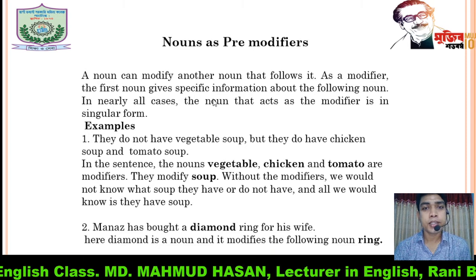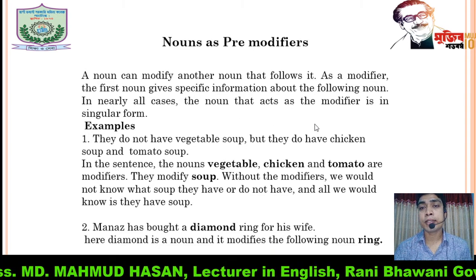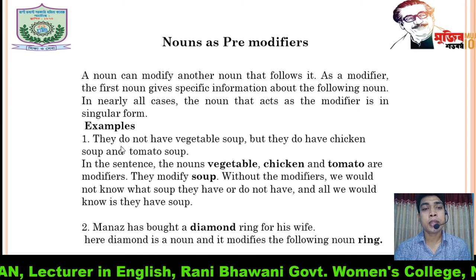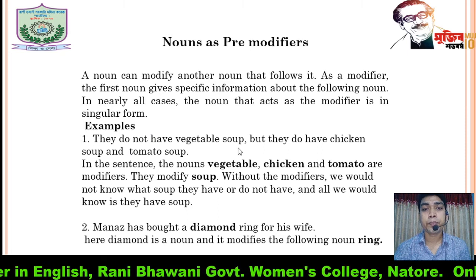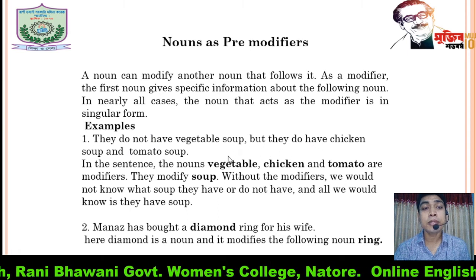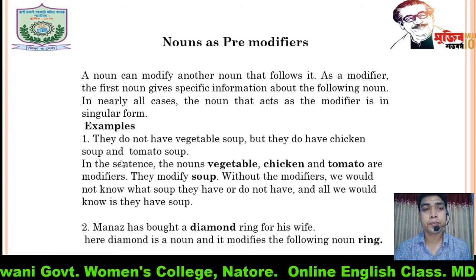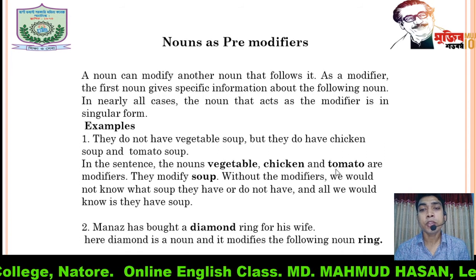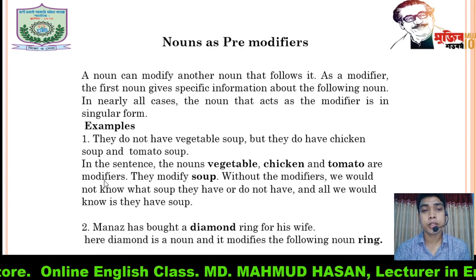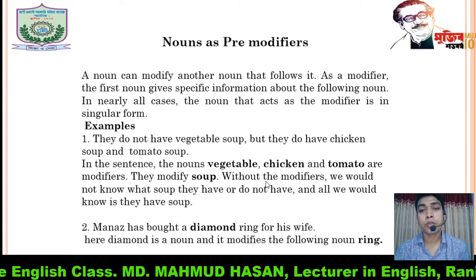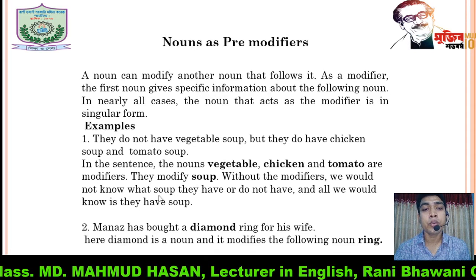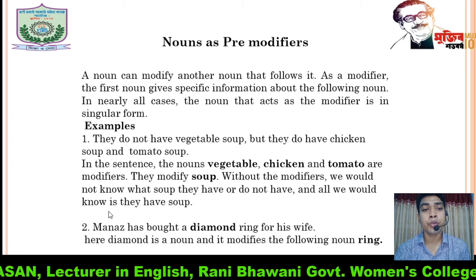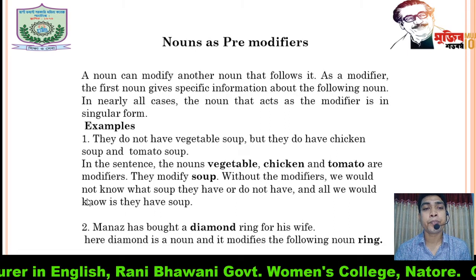In nearly all cases, the noun that acts as the modifier is in singular form. Examples will make you clear. They do not have vegetable soup, but they do have chicken soup and tomato soup. In the sentence, the nouns vegetable, chicken and tomato are modifiers. They modify soup. Without the modifiers, we would not know what soup they have or do not have. All we would know is they have soup.